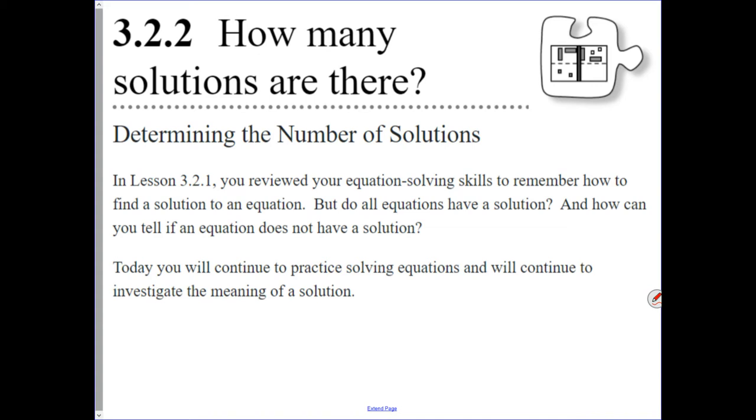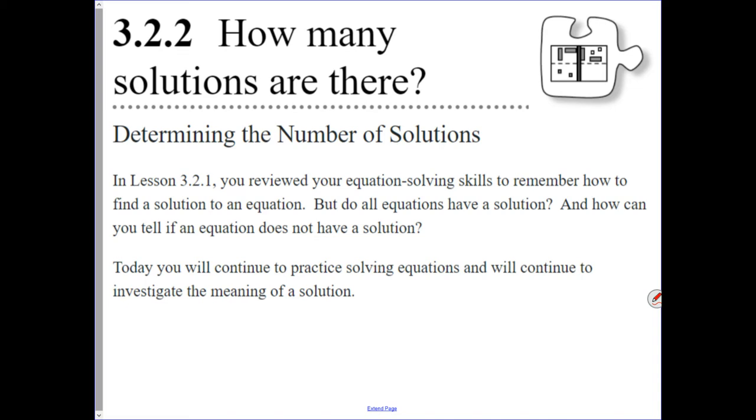Okay, so in lesson 321, you reviewed your equation solving skills to remember how to find a solution to an equation. But do all equations have a solution? And how can you tell if an equation does not have a solution? Today you will continue to practice solving equations and we'll continue to investigate the meaning of a solution.